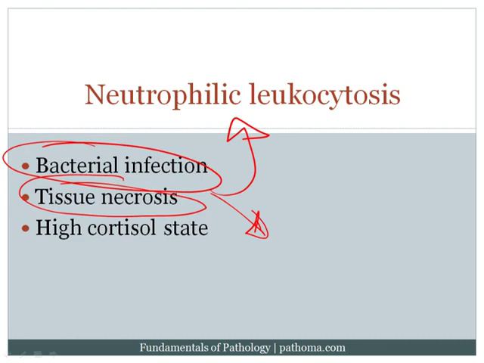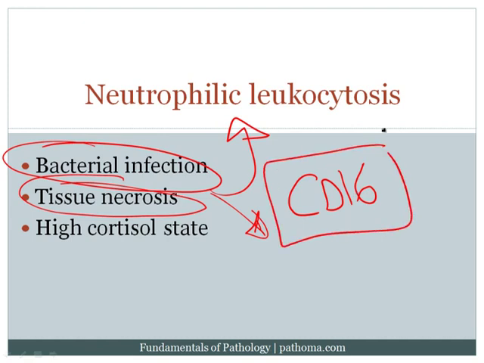Examiners also like you to know that CD16 is the marker for that decreased Fc receptor. And so we could summarize it by saying that when patients have a left shift and immature neutrophils are released into the blood, those immature neutrophils are going to have decreased CD16, i.e. decreased Fc receptor. And that is actually an important principle that shows up on examinations.